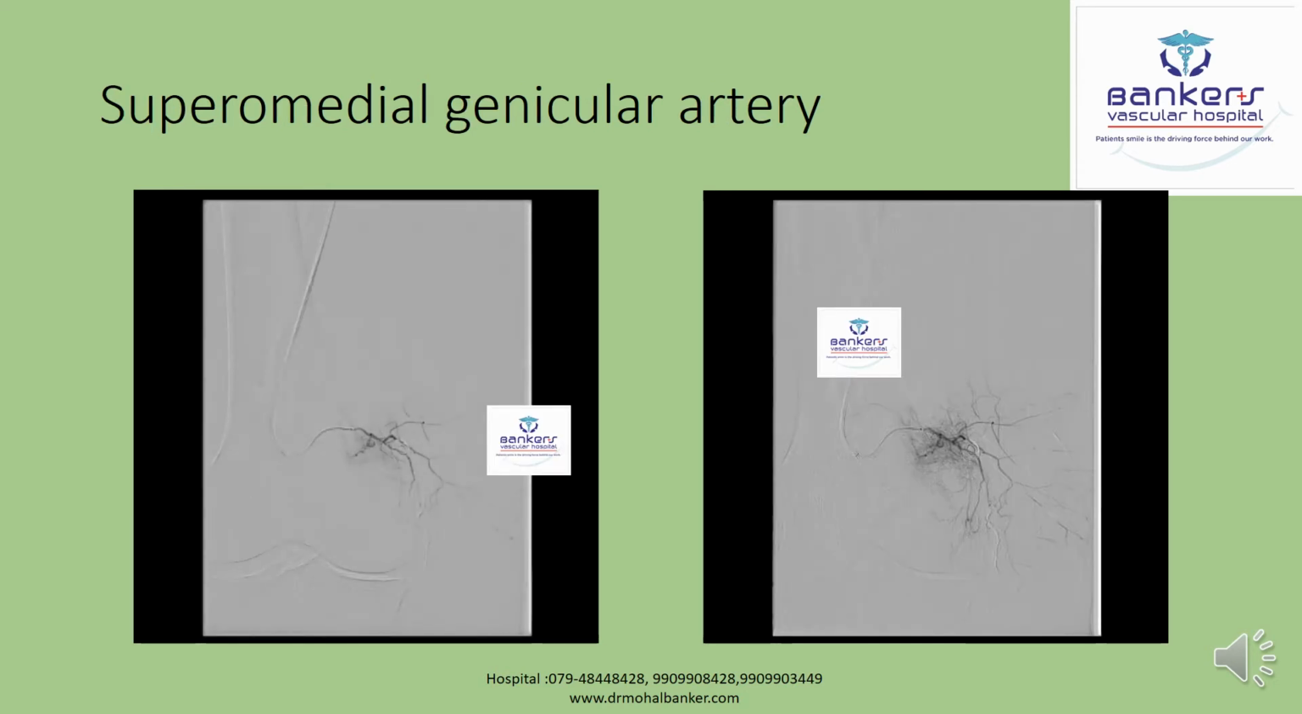Now let's talk about the third genicular artery. It is called the supramedial genicular artery. With the microcatheter cannulated inside the supramedial genicular artery, the contrast is injected. You can see a blackish area over here, which is called vascular blush or neovascularization, and this hypervascularity is suggestive of inflammatory action going on at this site, with cytokine release over this area.